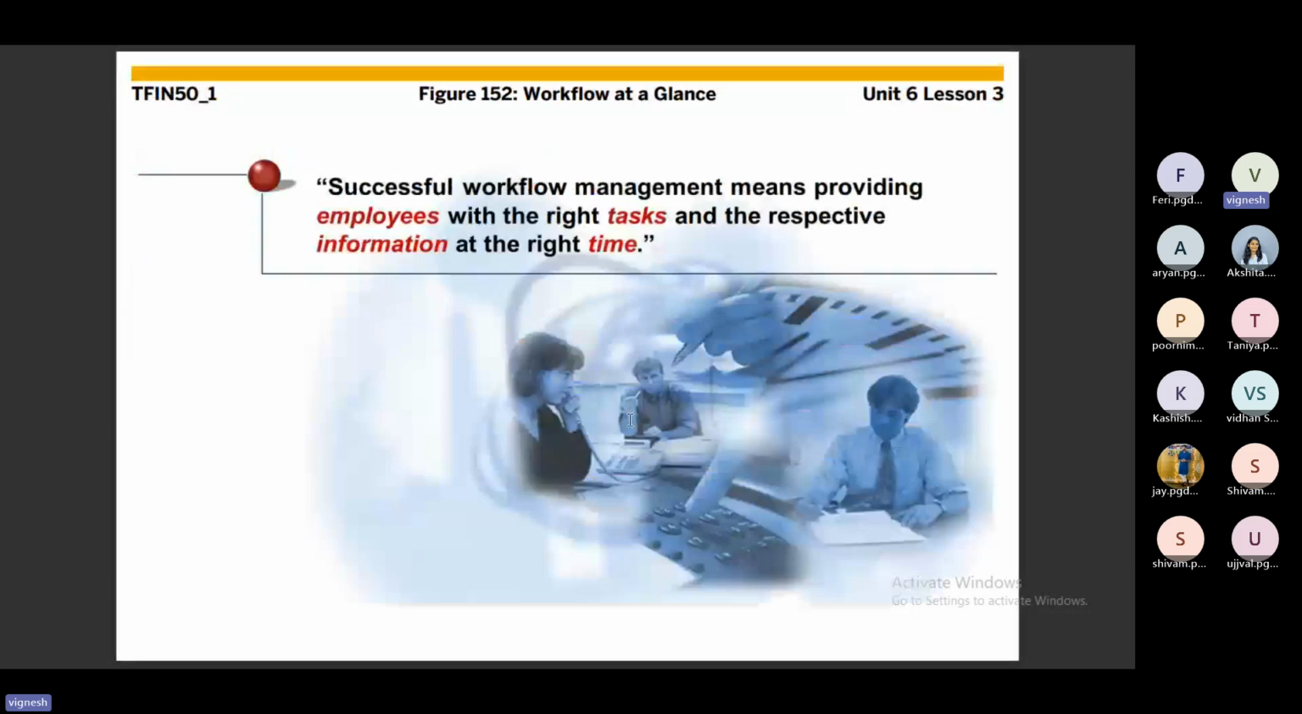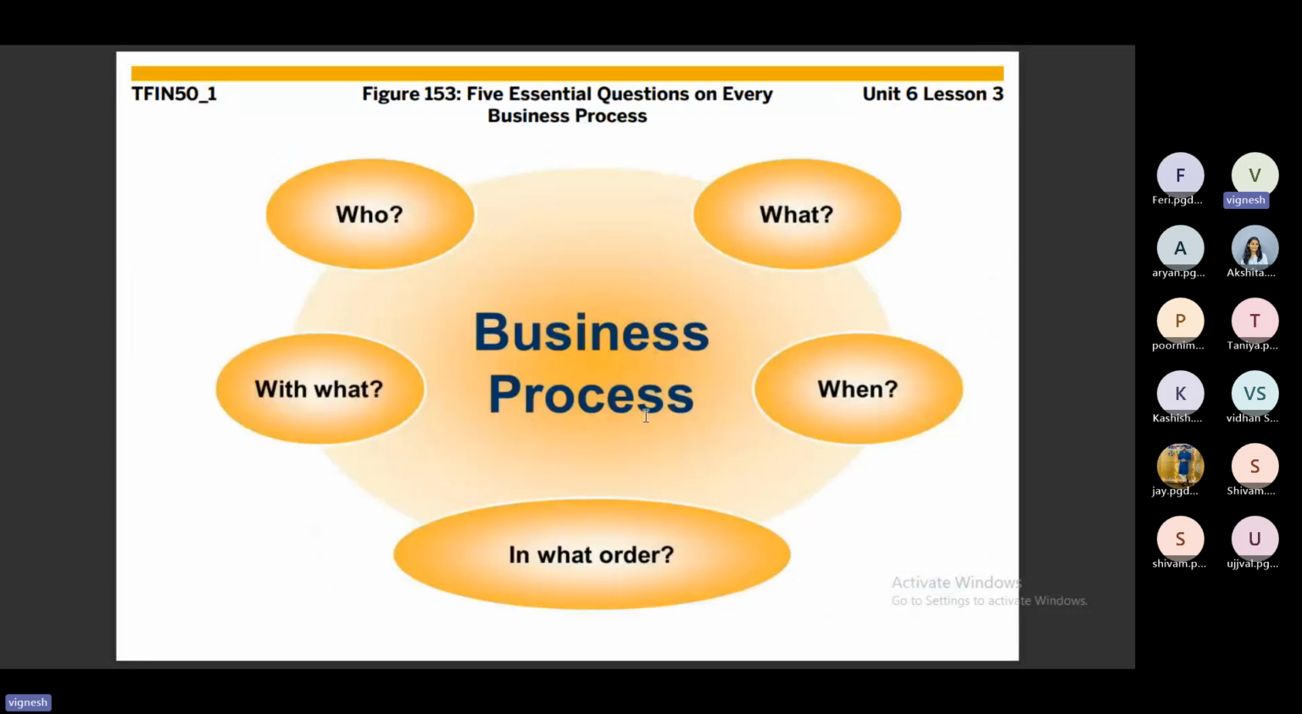So this is managing the document workflow. Successful workflow management means providing the employees with the right task and the respective information at the right time. So based on the workflow, we can assign the task. What is the task we have to assign, when it needs to be assigned, in what order, with what specification, and who is going to do the work. After doing the work, who is going to check that work and approve it? So all these activities come under the business process.